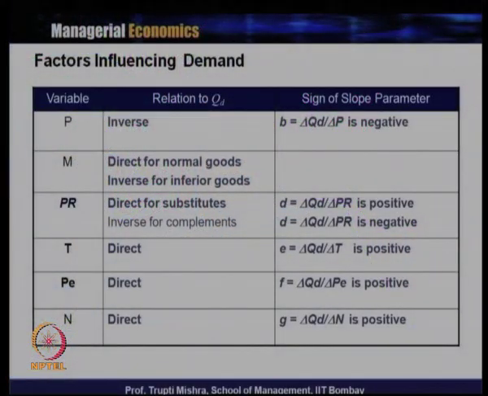Whereas, in the case of complementary goods, how does it work? Suppose the complementary goods are tea and sugar. If the price of sugar is increasing, that leads to a decrease in the quantity demanded of sugar, and that also leads to a decrease in the quantity demanded of tea. Or you can put it the other way around: if the price of tea is increasing, that leads to a decrease in the quantity demanded of tea and also a decrease in the quantity demanded of sugar, because when tea is not demanded, there is no demand for sugar specifically in this context. So, there is an inverse relationship between the price of complementary goods and the quantity demanded of this particular good.